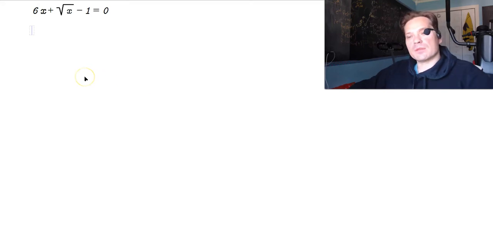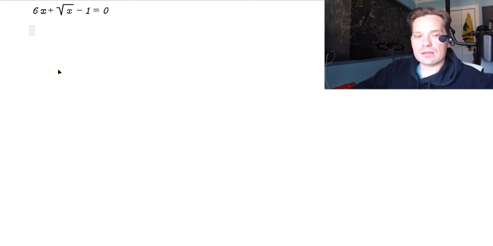Let's solve this equation from A-level math. So 6x plus the root of x minus 1 equals 0. So this is a disguised, or stealth, quadratic.